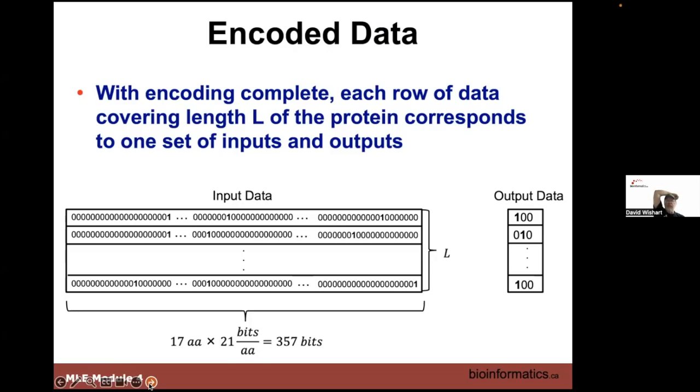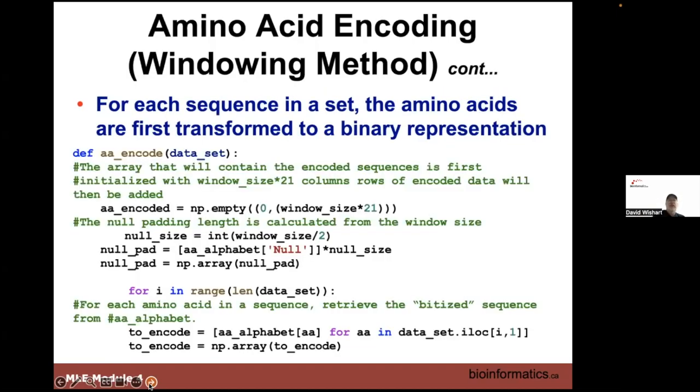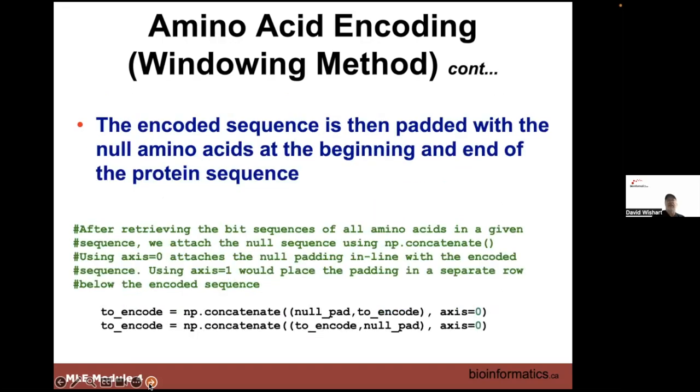And then it has an output data, which is the sets of beta sheets or helices or coil values for each of the 300 residues in the protein sequence. So to encode that, we've done our amino acid encoding. We've created this window size. We've created the bitizing of the sequence to be zeros and ones as needed. Then we pad these null amino acids, as I illustrated before, so that we can calculate things at the very ends, at the beginning and the end of the sequence.